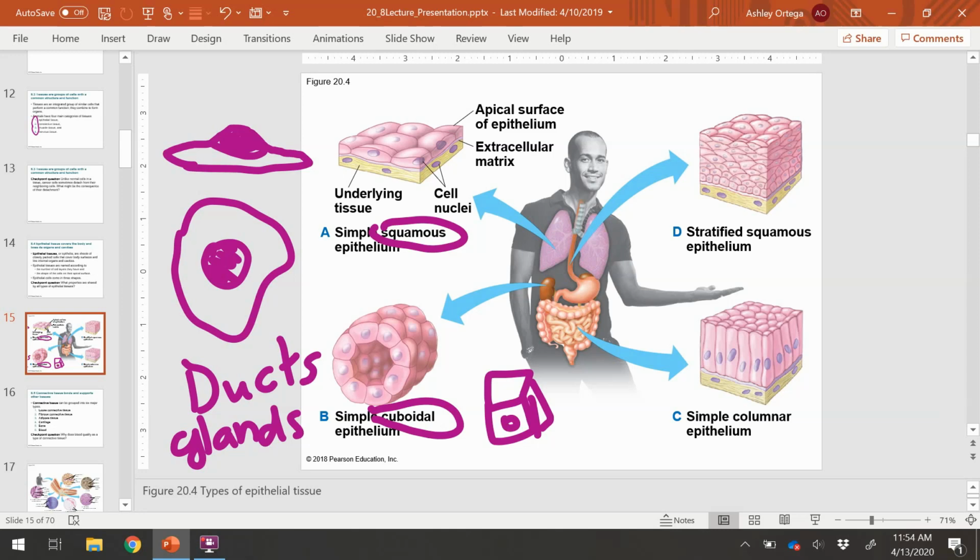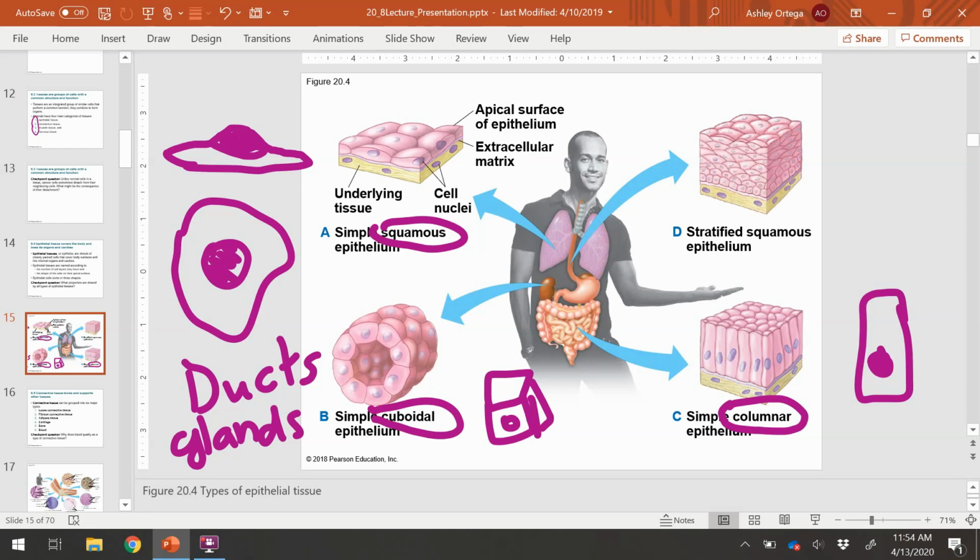Then simple columnar epithelium is next. This is the third type, columnar, and it looks like a rectangle or a brick on its side. Usually the nucleus is towards the bottom area. These are used for absorption; they're going to absorb things. You see the example in the small intestine, which is responsible for absorbing nutrients.